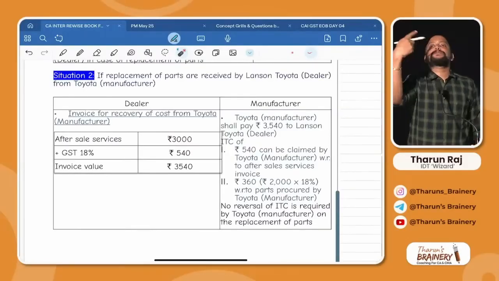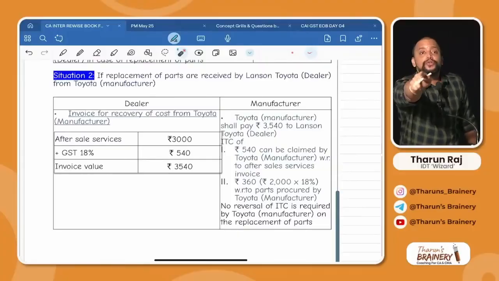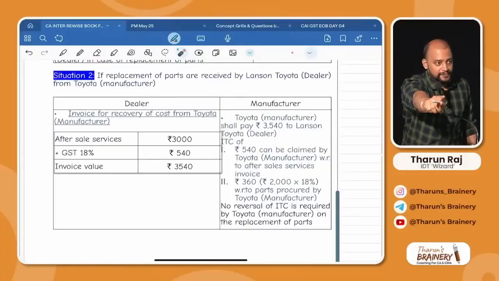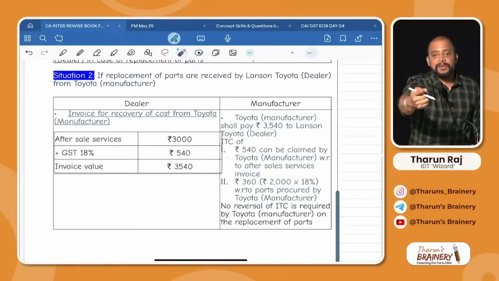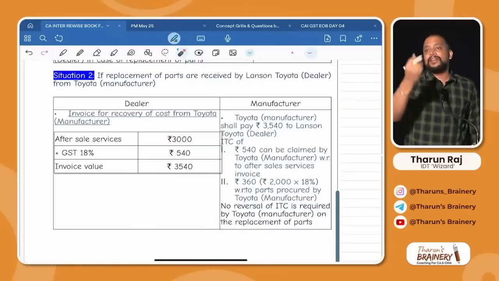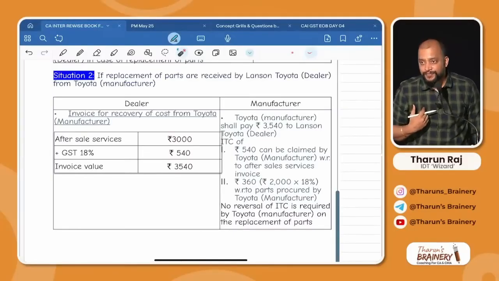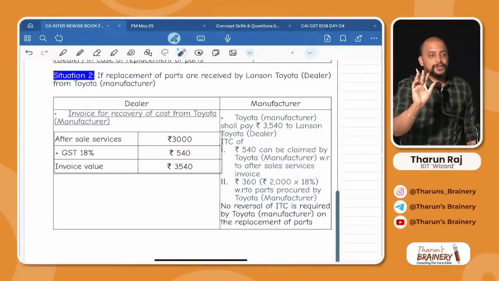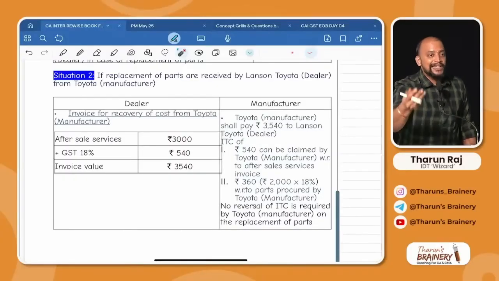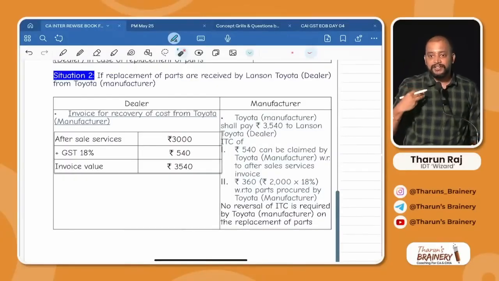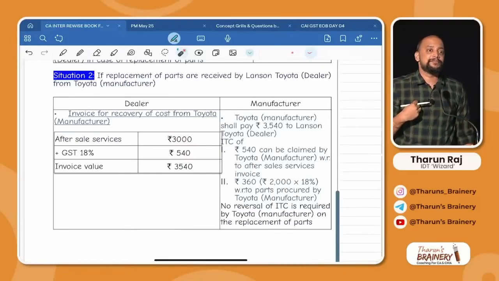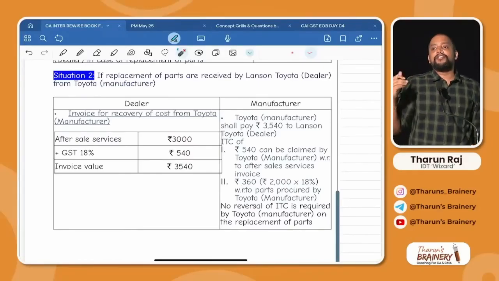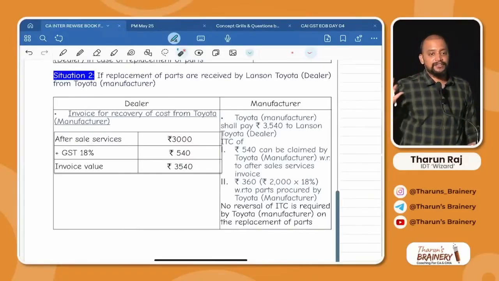Which means, are you, dealer, spending anything for the part? You got it freely from the manufacturer, correct? Then how much will you recover from me? 3,000. You will not recover 5,000 because you got the part for free. So 3,000 rupees only you will recover from me. So 3,000 into 18%, that is 540. So 3,540 you will recover from me.